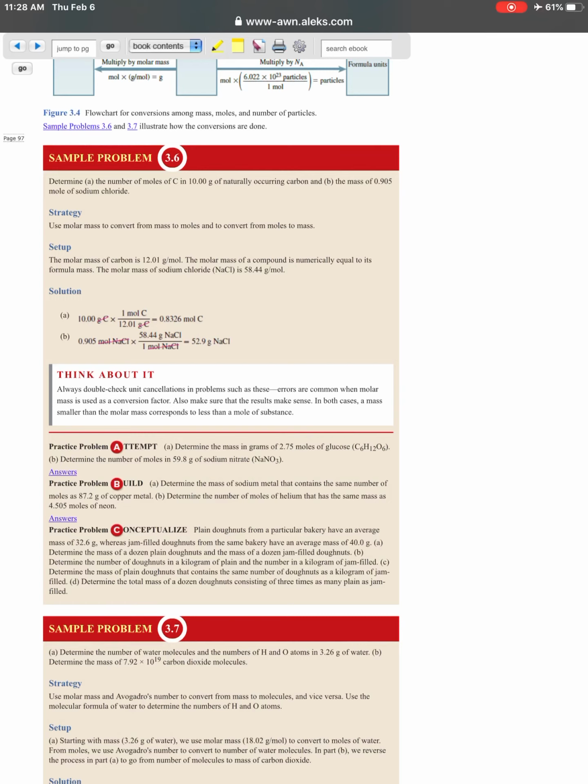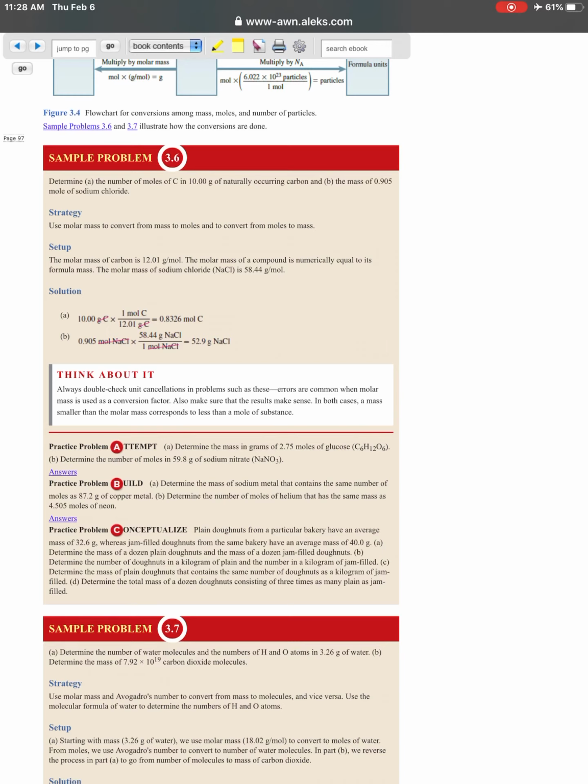It says naturally occurring carbon for the following reason. Earlier we talked about carbon-12. That is not naturally occurring carbon. Naturally occurring carbon has carbon-12 and carbon-13 in a mixture. So we're not going to use 12 grams as being 1 mole. We're going to use the value in the periodic table.